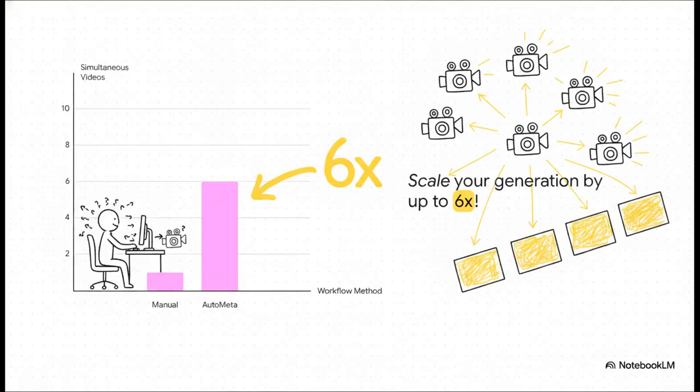To really put this into perspective, think about your manual workflow. Sitting at your desk, clicking, extracting, downloading, you are capped at generating exactly one video at a time. But with AutoMeta's concurrency mode cranked up to 6, you're churning out 6 videos simultaneously. Running 6 generations at the exact same time completely transforms your production speed. It fundamentally changes how much content you can push out in a single sitting.